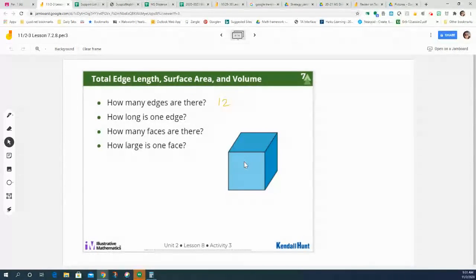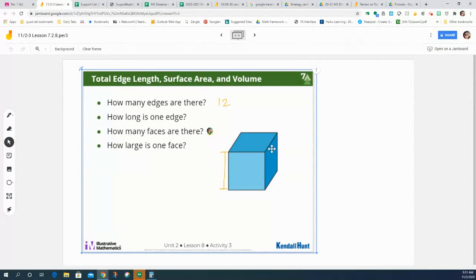And how long is one edge? Well, it depends on what the measurements are given. So again, in the ones that we're going to talk about, it's 3, it's 5, 9.5, etc. So how many faces are there on a cube? Well, there's a front and there's a back. That's 2. There's a top and a bottom. That's 4. And there's a side and an other side. So that's 6.